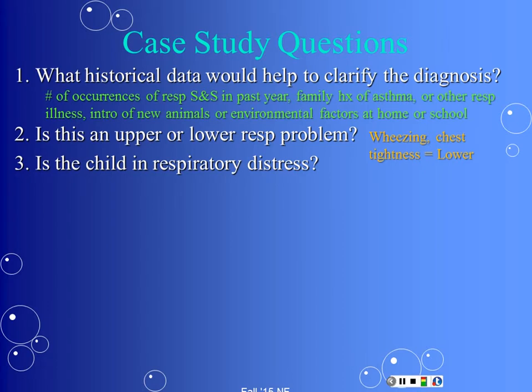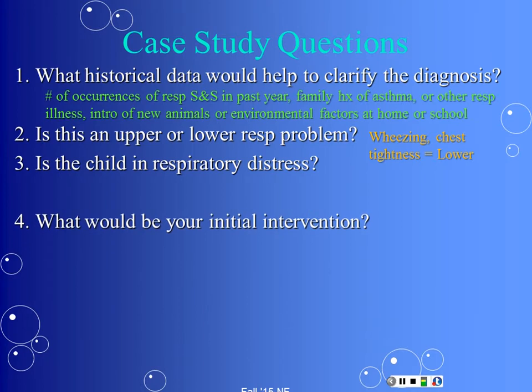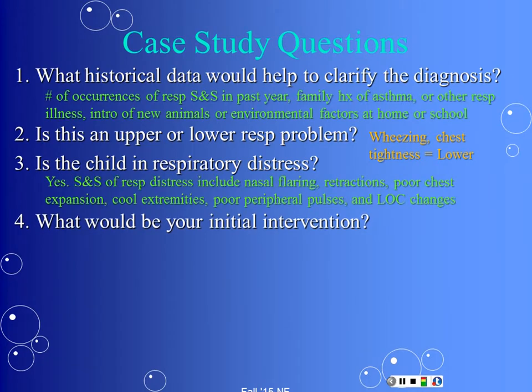Is this child in respiratory distress? Yes. Okay, we've got signs and symptoms showing nasal flaring, retractions, poor chest expansion. We see those cool extremities. So as you see, when we're looking at this whole oxygenation, we're also talking about perfusion as well. Okay, so y'all will talk about that when you talk about cardiac and talk about shock.